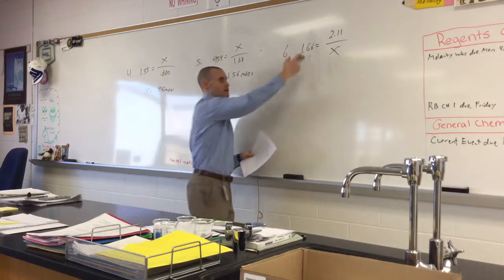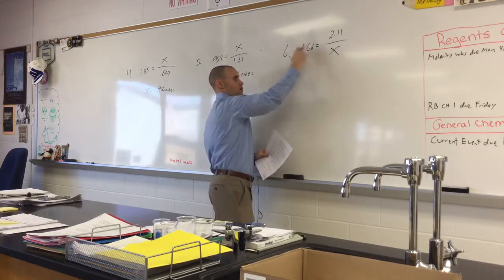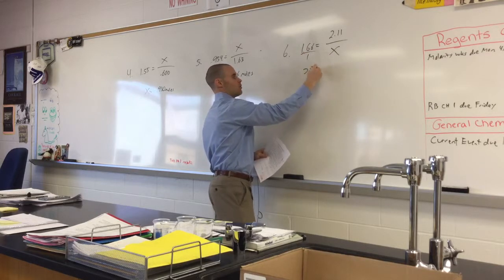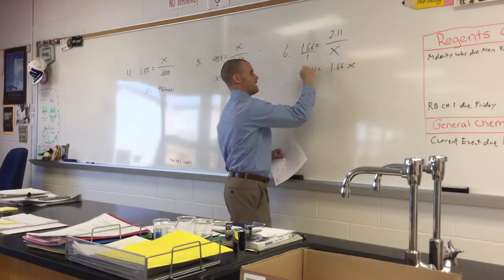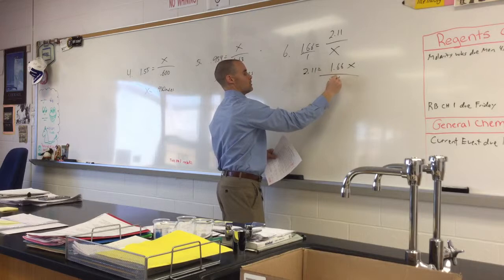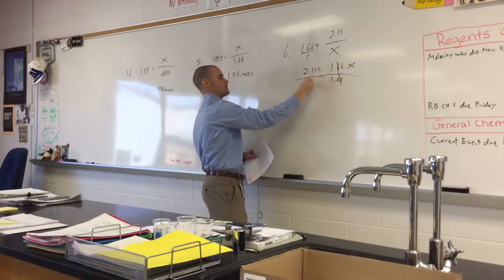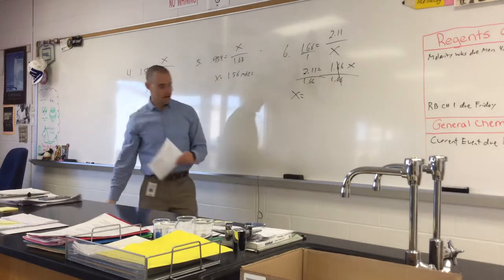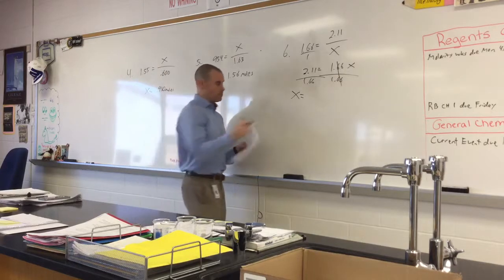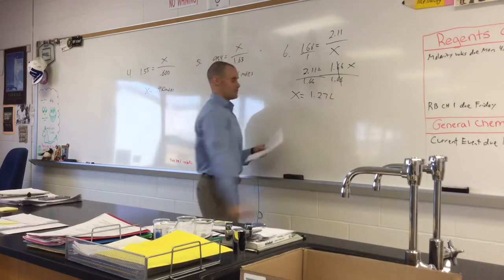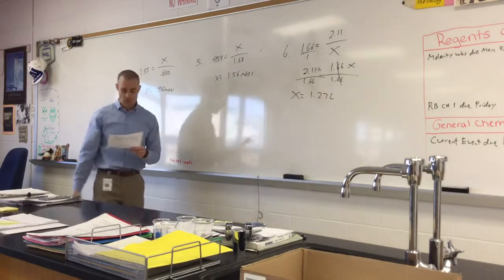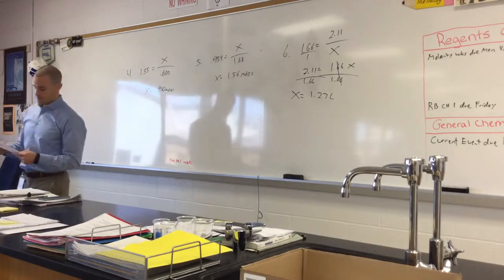If you're a little shaky with this, I hope you're not, but if you are, you cross multiply, you get 2.11 equals 1.66x. You divide by 1.66, divide by 1.66. x equals, for number 6, 1.27 liters. 3 sig figs, 1.27 liters for number 6.